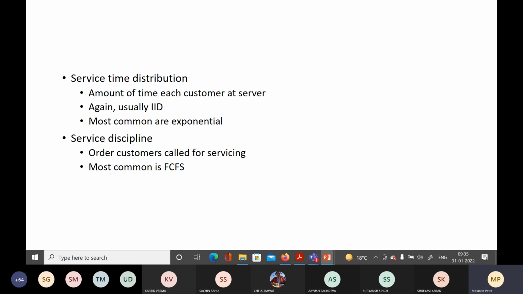So this is for service time distribution, and then finally we get to the service discipline. As I already mentioned, it is the order in which the customers are dispatched for servicing. So the scheduling order basically, and most commonly FCFS is used. Any other scheduling discipline can also be used depending upon what is the QoS that you have promised to your customers.